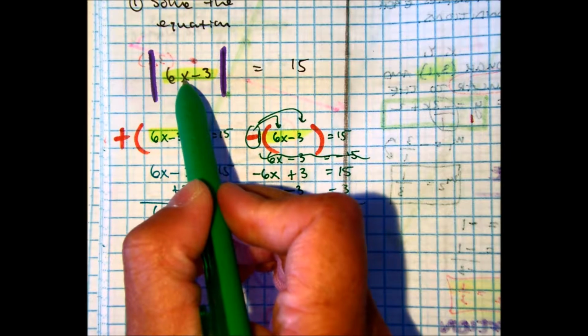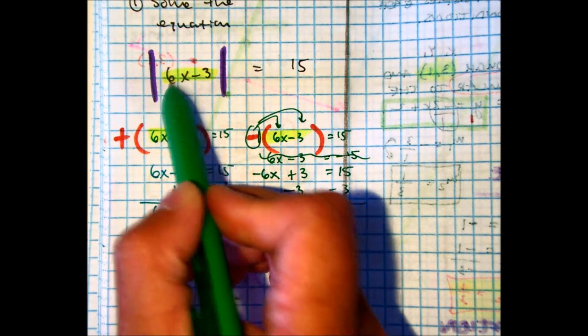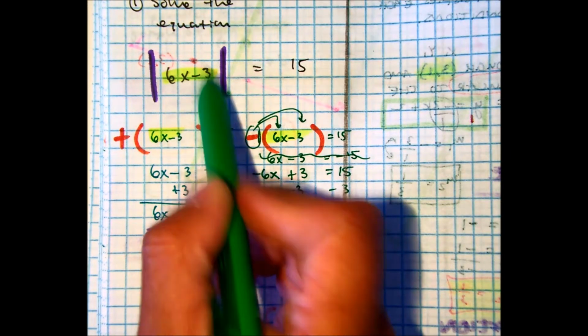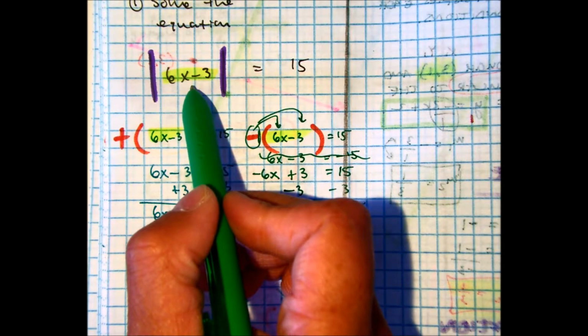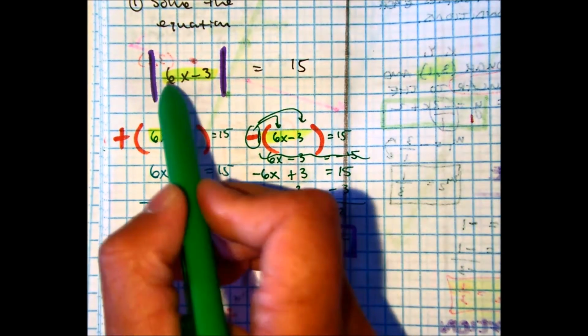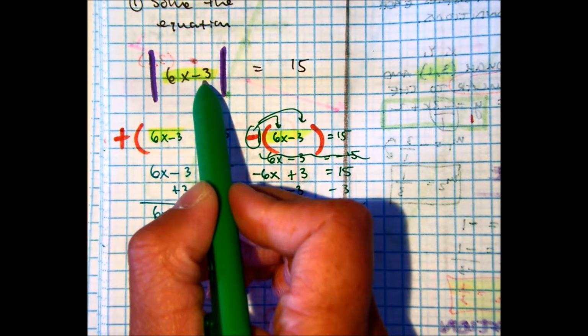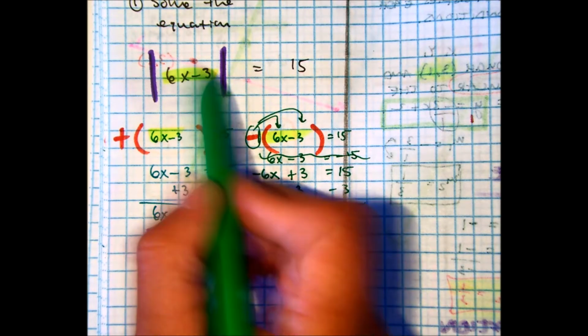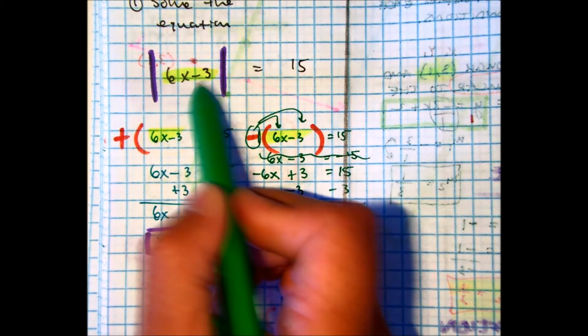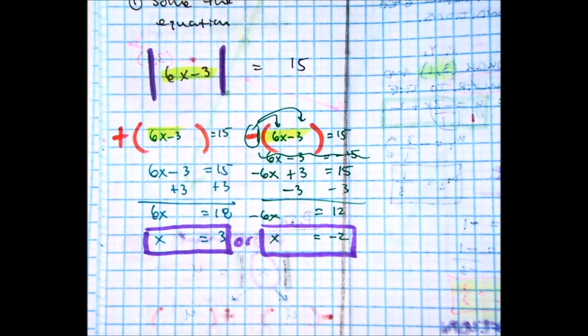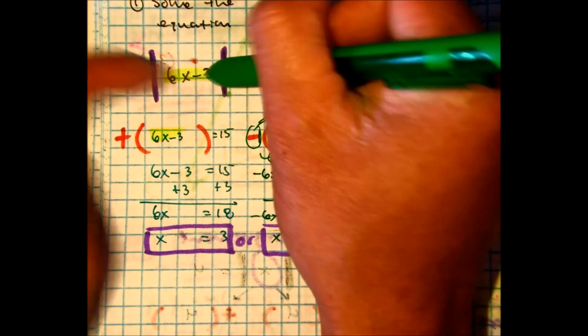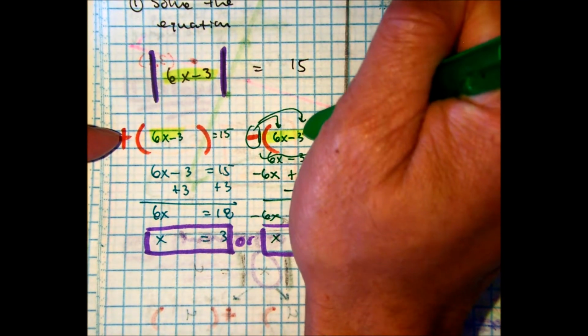6 times 3? 18 minus 3. Absolute value of 15. 15. Class, 6 times -2? -12 minus 3. And absolute value of -15? 15. So to review, make sure it's isolated. Split the argument to one positive, one negative, and then solve.